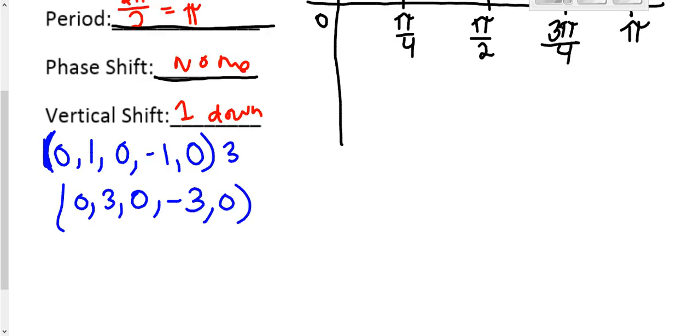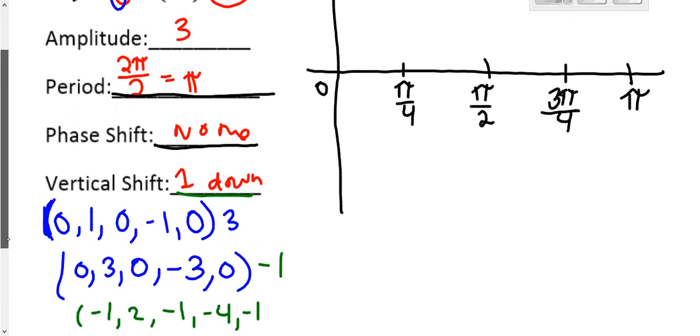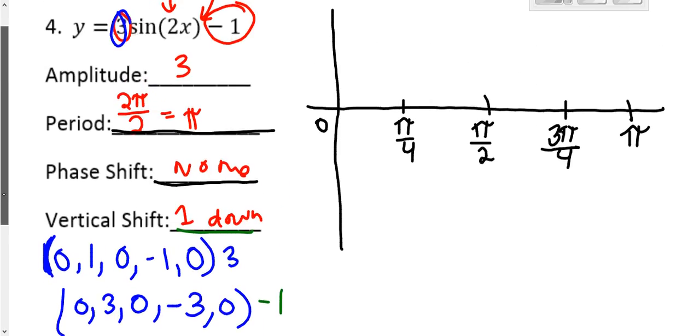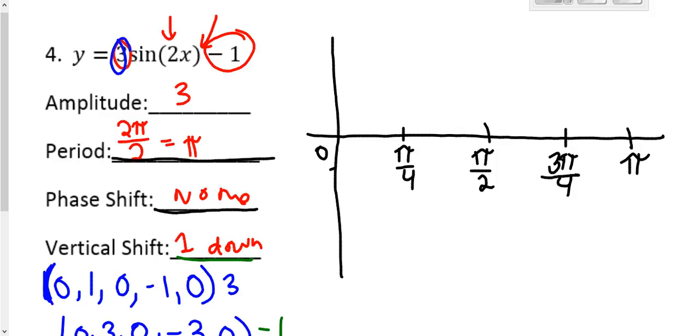The vertical shift will be down 1. So subtract 1 from all of these y values. So we'll have negative 1, 2, negative 1, negative 4, negative 1. So on our y scale, I will put down to negative 4. I'll have to go up to 2 on the top. So down to negative 4: 1, 2, 3, 4, negative 1, negative 2, negative 3, negative 4. Go up to 2: 1, 2.